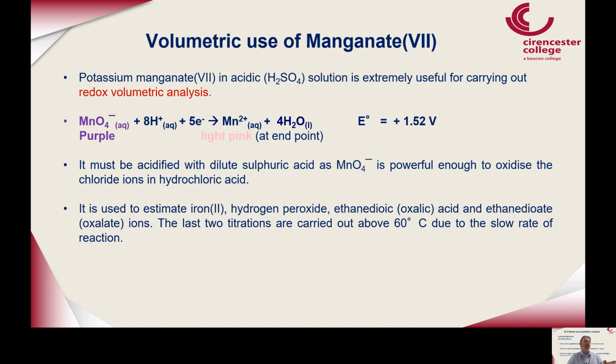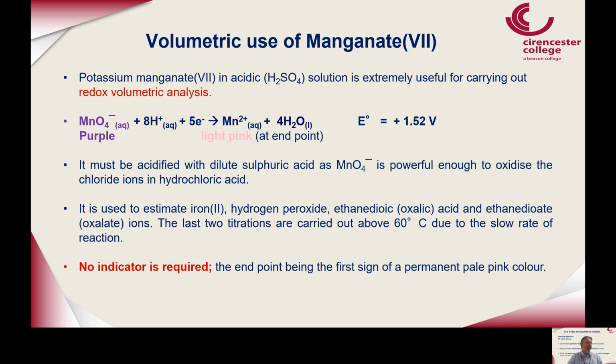If you do it with oxalic acid and ethanedioate ions, to measure those for volumetric analysis with manganate, it needs to be above 60 degrees. And as I said, no indicator is required, because as soon as all of the iron or all the peroxide or all the oxalic ions are used up, then the purple color will start to come through, and just a touch of it will make it light pink at the end, and that's what you're looking for.